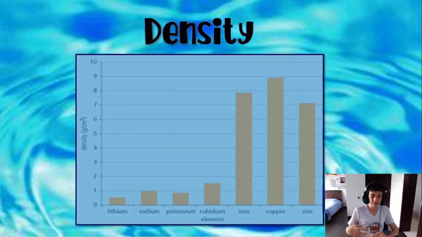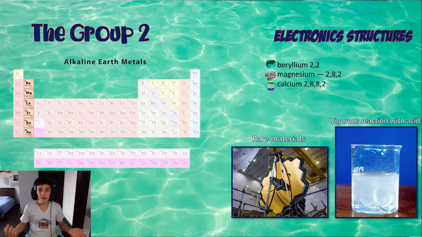Okay, this is the density of the group 1, and as you can see these metals are very light compared to other metals. The group 2 is the group of alkaline earth metals and is composed of beryllium with the atomic number of 4, magnesium with the atomic number of 12, calcium with the atomic number of 20, strontium with the atomic number of 38, barium with the atomic number 56, radium with atomic number 88.